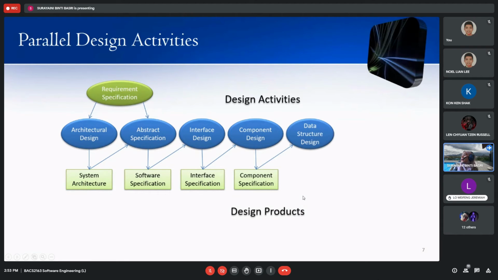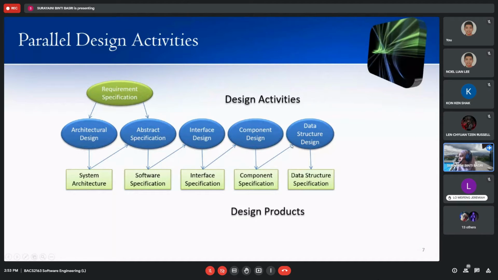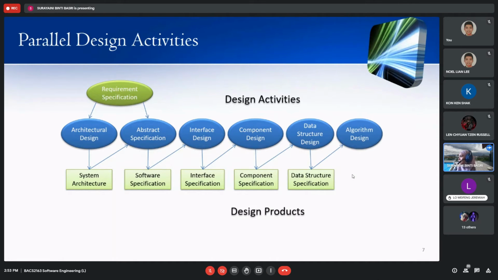And then after we have come out with the component specification, we can proceed to data structure design. Data structure design is where you design your database. For example, how many tables you will need, what are the attributes that you will need. After you design your data structure, you can come out with the data structure specification. After that, we can proceed to the algorithm design.